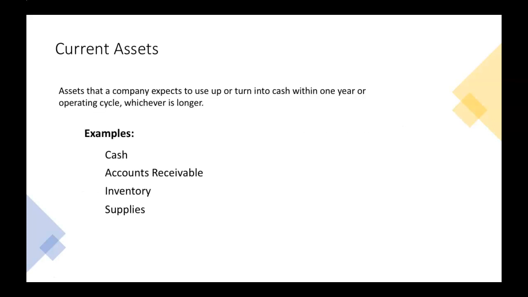So current assets, what is a current asset? Well, those are assets that a company expects to use up or turn into cash within 1 year or its operating cycle, whichever is longer. So these are cash, accounts receivable, inventory, supplies, right? These are your current assets.